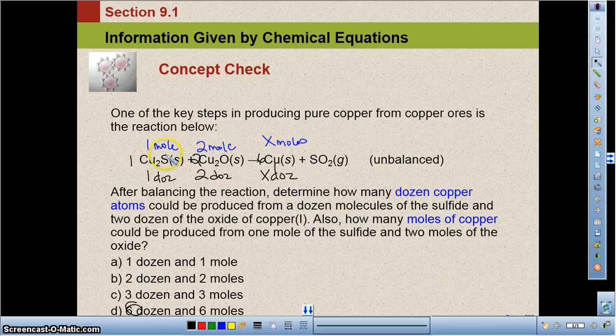Come back up here and let's look at moles, because that's what we want to deal with. Moles are easier for us to handle. I can go into the lab and tell you I need you to find the mass of 2 moles, and you actually could mass that out and see how much that is. So we have 1 mole of copper(I) sulfide, 2 moles of copper(I) oxide. How many moles of copper metal does that produce? And the answer then again is 6. So we end up with 6 dozen molecules or atoms of copper, or 6 moles of copper, depending on what we start with.